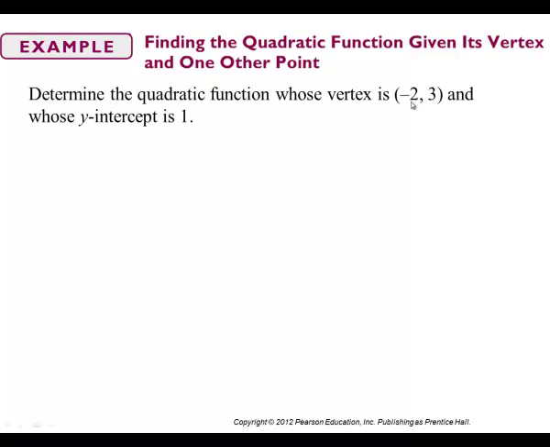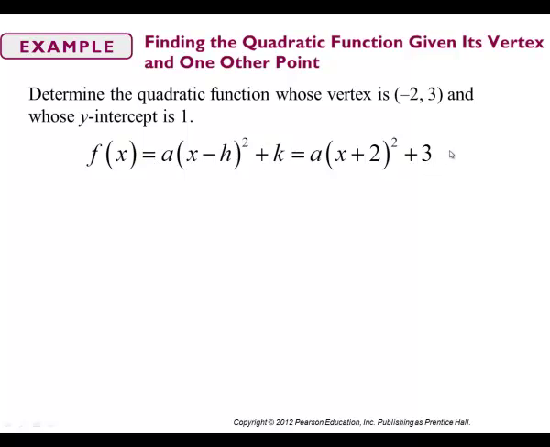Okay, so here we have our vertex at negative 2, 3, and our y-intercept is 1. Well, if our y-intercept is 1, what is the x? What is this as a coordinate? What's the x-coordinate when the y-intercept is 1? Well, that's 0, x is 0, y is 1 at the y-intercept.